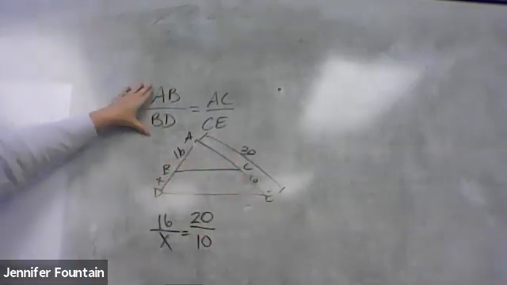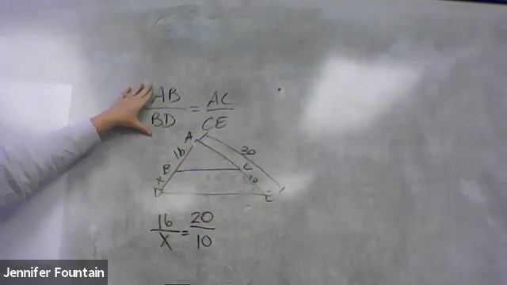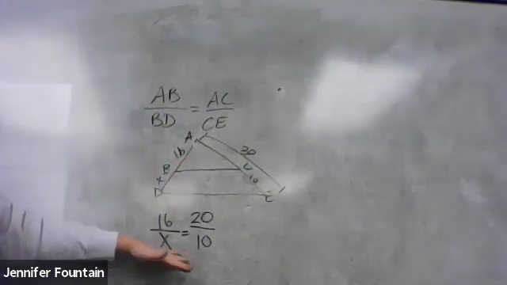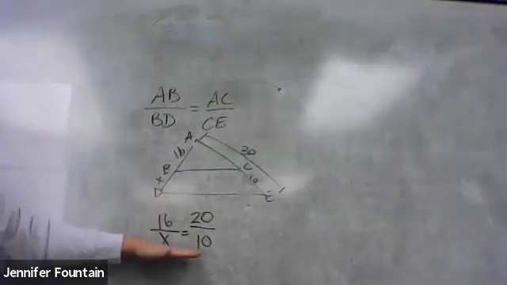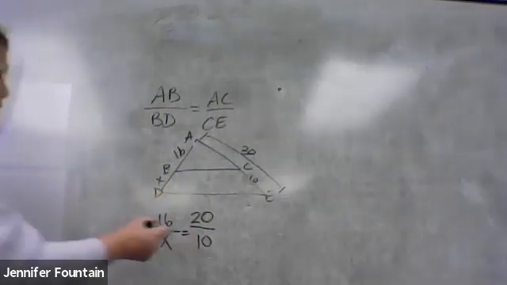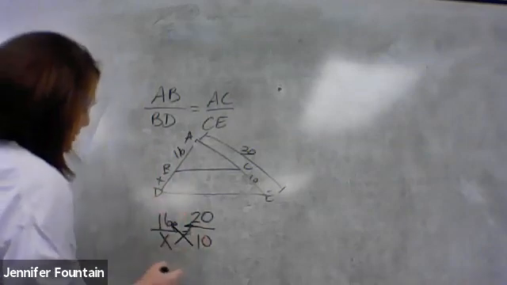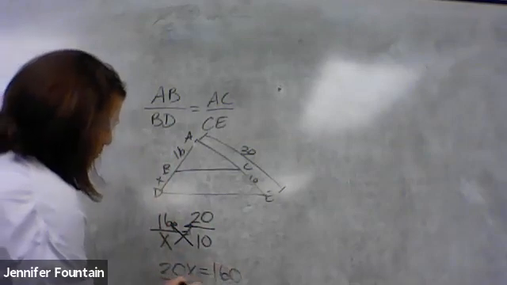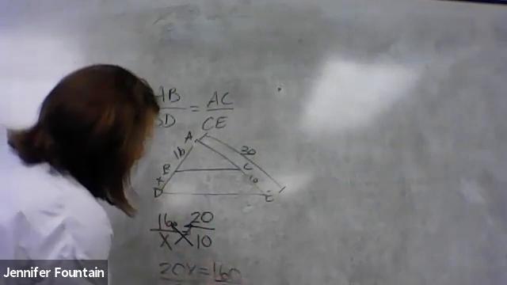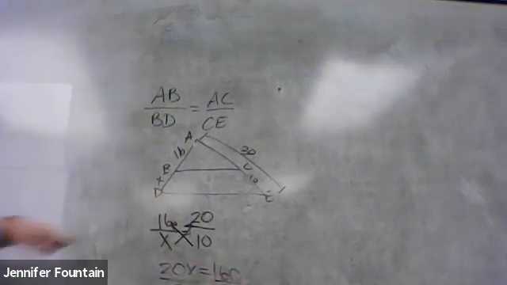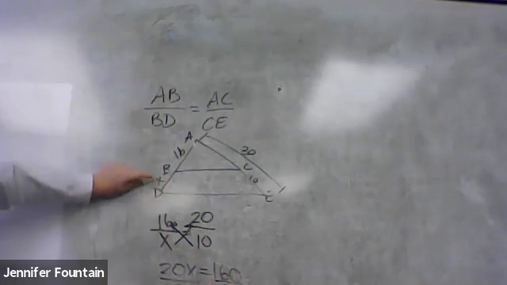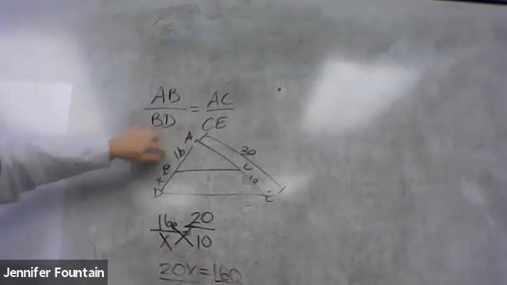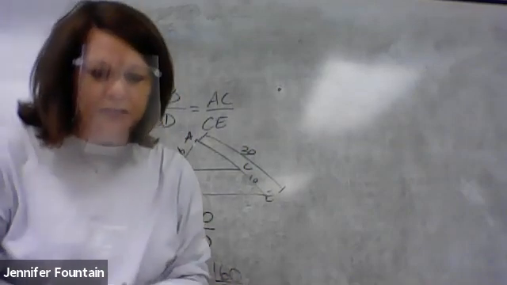So I'm using my proportion, what they've told me. I'm taking the measures of what they've given me. Now I've got to solve for my unknown. How am I going to solve for X? Cross multiply. So what's 20 times X? 20x equals 160. Divide by 20, divide by 20. So X is equal to 8. So now we can see that right here, this side is going to be 8. So 16 and 8 is 24. So the length of this side would be 24 if I needed to know that.